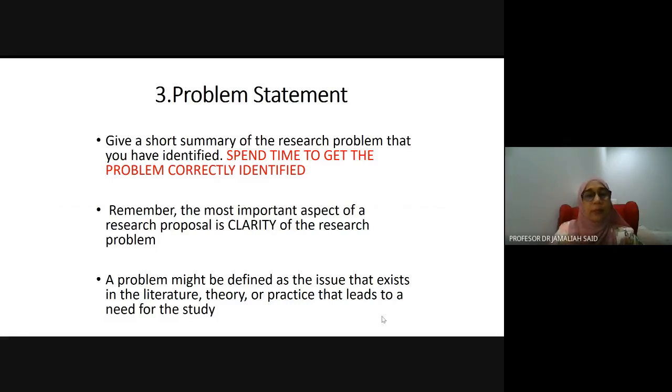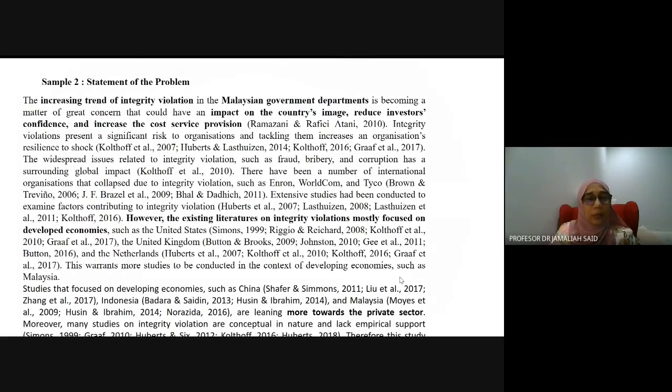After this, I maybe give you an example of a problem statement so that you know how to write one. I don't say this is the best problem statement. A lot can be improved, but I just picked it up from one of the theses. The student is doing integrity violation. So they start by saying the increasing trend of integrity violation in Malaysian government departments, because the setting of the study is Malaysian government departments. Because of integrity violation, the country's image and investor confidence are impacted, and the cost of service provision increases. This is not good.